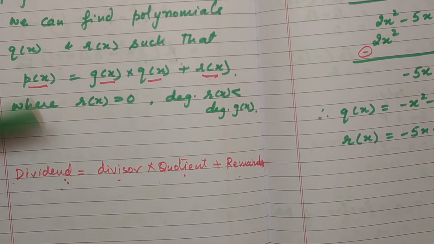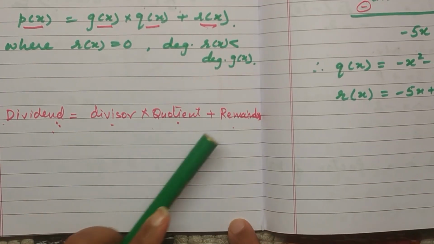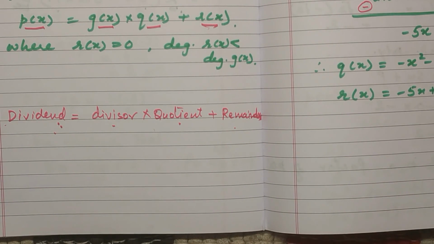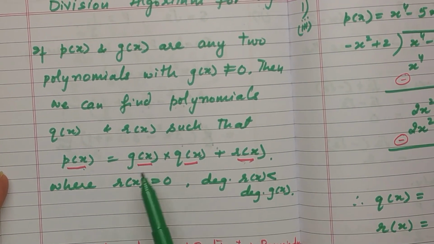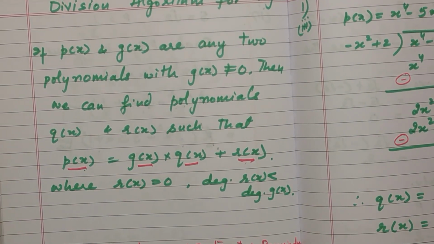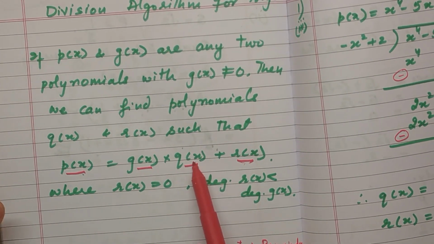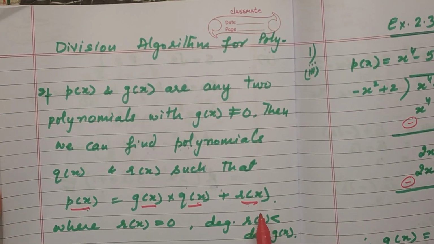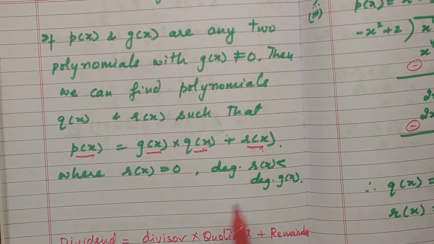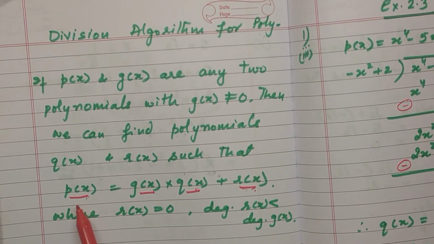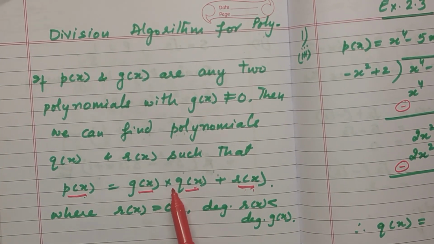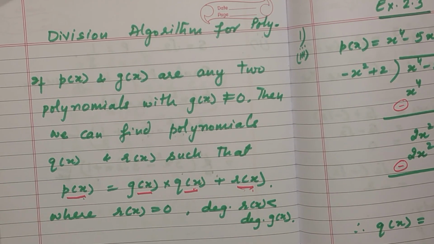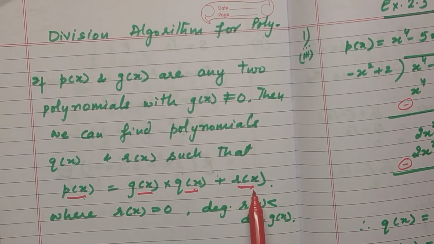Dividend is equal to divisor into quotient plus remainder. Now if we talk about polynomials, we say the dividend is the polynomial p(x), the divisor is the polynomial g(x), the quotient we denote by the polynomial q(x), and the remainder we denote by the polynomial r(x). So the algorithm becomes: dividend, that is p(x), is equal to divisor, that is g(x), into quotient, which is q(x), plus remainder, which is r(x).